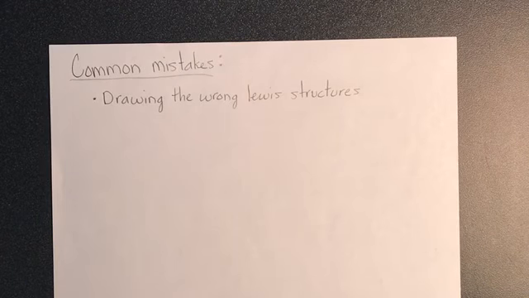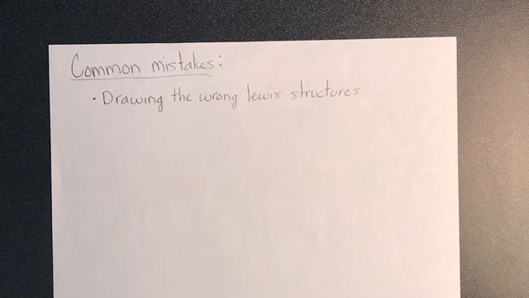The last thing I want to discuss for this problem is the possible common mistakes that students can make. One of the biggest common mistakes is that people mess up in drawing the basic Lewis structures. This is a problem because a wrong Lewis structure can lead to a wrong molecular geometry, which can in turn affect the polarity of the molecule. Before moving on in the question, make sure that you have the correct Lewis structure.